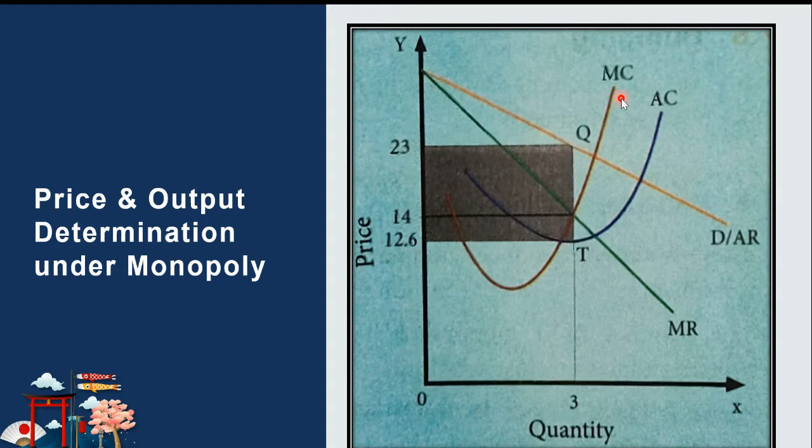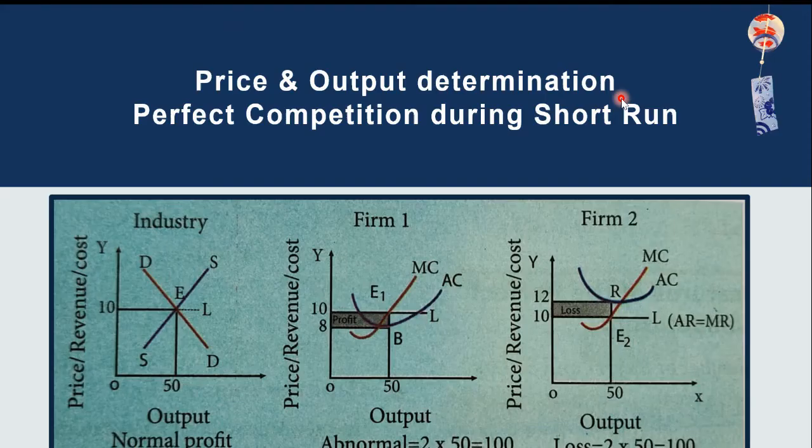Since it was perfect competition, the AR curve and the MR curve were horizontal straight lines parallel to the x-axis, and they were coinciding in perfect competition. If you want, I can go back to the diagram again. Yeah, look at this diagram. We had the x-axis, we had the y-axis, we had AR, MR. These two curves here, since AR and MR are the same curves, they are coinciding. So we have only one curve.